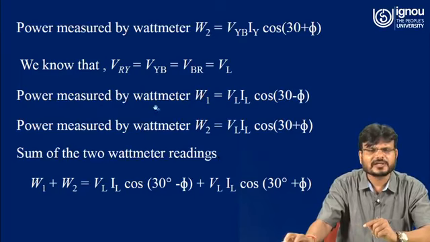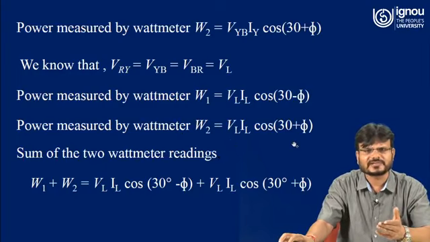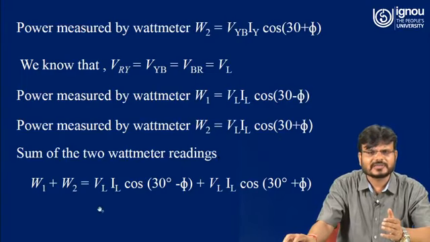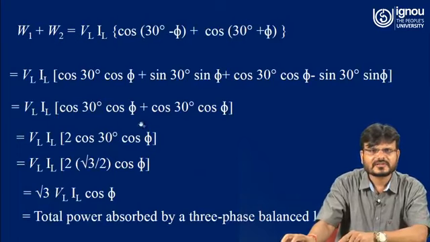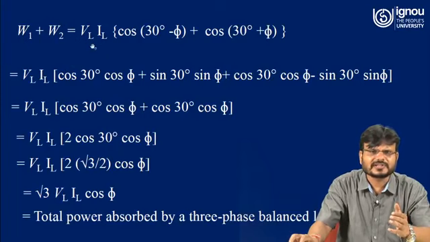So power measured by wattmeter W1 can be written as VL IL cos(30 minus phi), and power measured by the second wattmeter W2 can be written as VL IL cos(30 plus phi). So the sum of the two wattmeter readings, W1 plus W2, can be written as VL IL cos(30 minus phi) plus VL IL cos(30 plus phi). Here VL and IL are common between these two terms, so they can be taken outside. So you can write VL IL [cos(30 minus phi) plus cos(30 plus phi)].